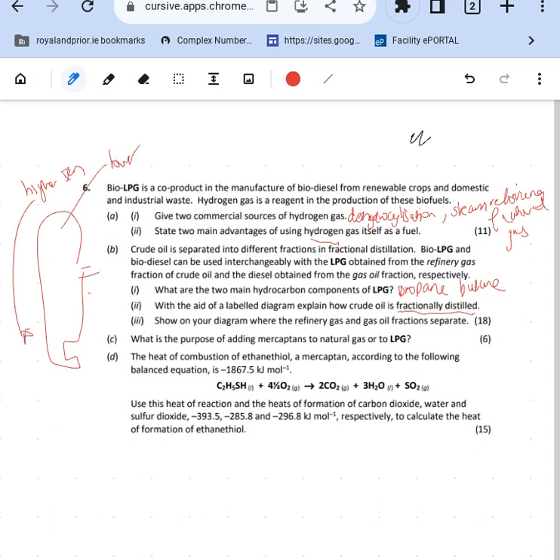That's real rough. What is the purpose of adding mercaptans to natural gas or LPG? So mercaptans are very smelly organic sulfur compounds added so that leaks can be detected. So it's a safety measure. If you left your gas on, you can smell it.